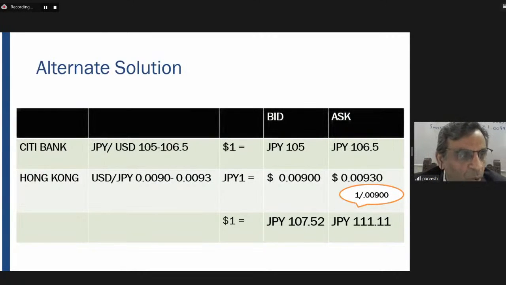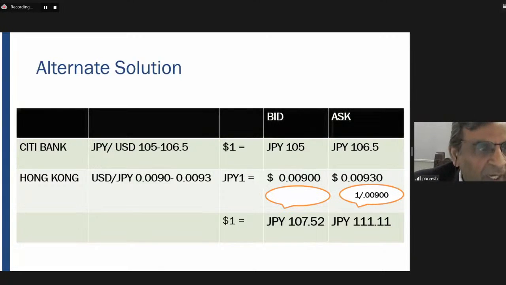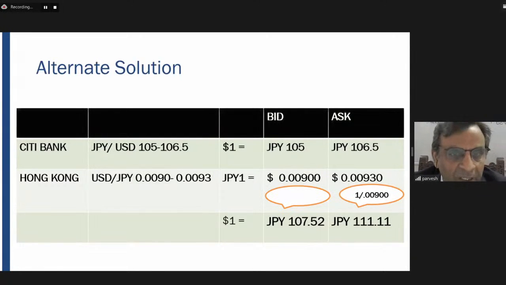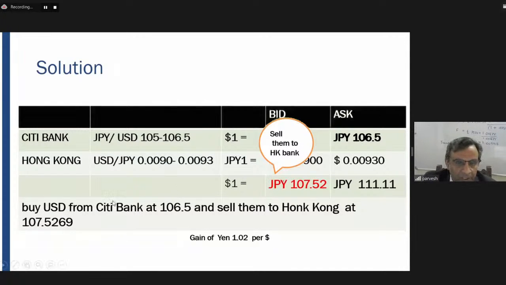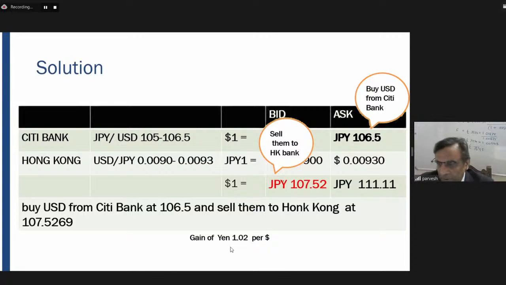Instead of converting the Citibank quote, we can convert the Hong Kong quote in dollar terms. So if we do that, then we find that the quotes are not identical. In Citibank, the rate is 105, whereas in the Hong Kong Bank, the rate is 107.52, and the quote is 111.11. So which means you can buy US dollars from Citibank at 106.50 and sell them to the Hong Kong Bank at 107.52. So you make a gain of 1.0 yen per dollar. Okay, so that is what we have done.